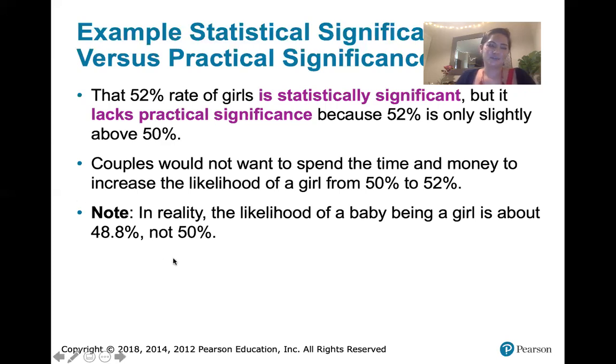And here's just a note from the author. He says, in reality, the likelihood of a baby being a girl is about 48.8% and not 50%. But we know it's about 50%.